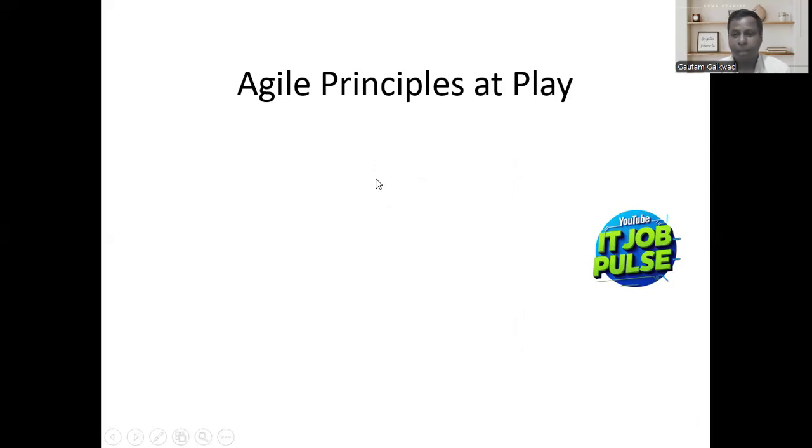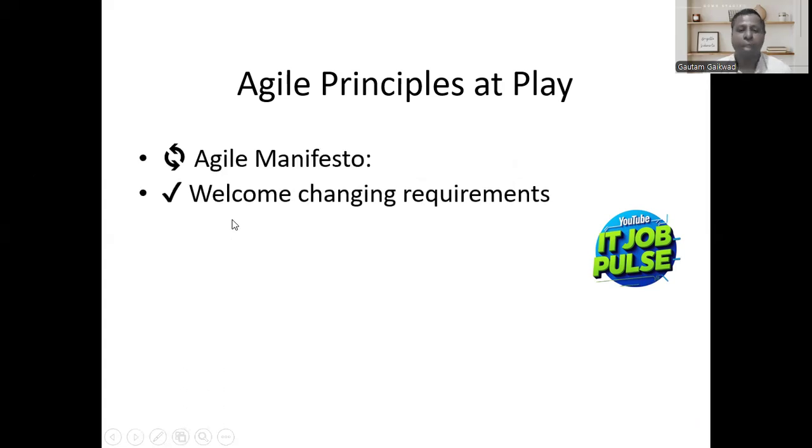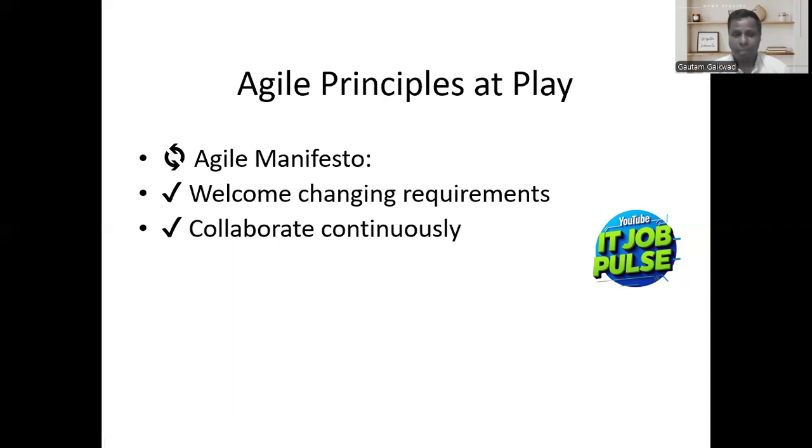Agile principles at play. The Agile Manifesto: welcome changing requirements, as I mentioned. Collaborate continuously. If I go back to waterfall, just imagine a situation where only one phase is going on, that is initiation, and only people from the initiation phase are involved in the discussion. So here we don't have developers, we don't have testers. Now in Agile, we consistently collaborate because we plan the sprint.